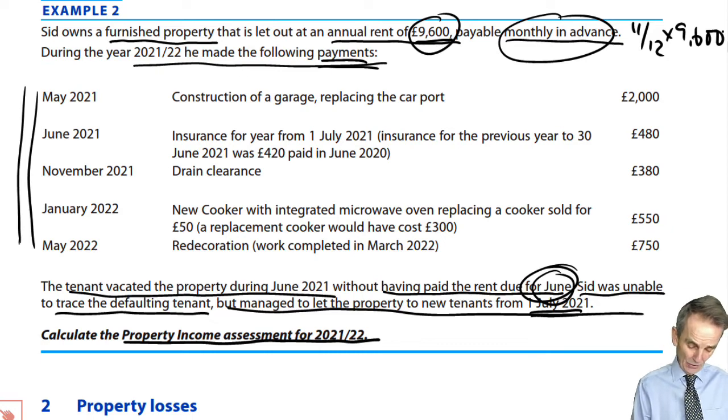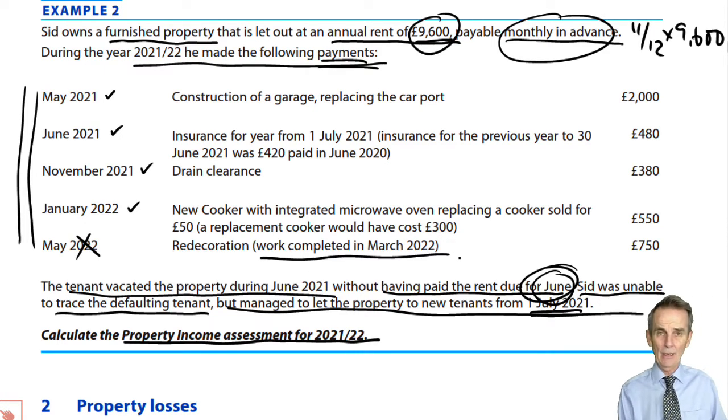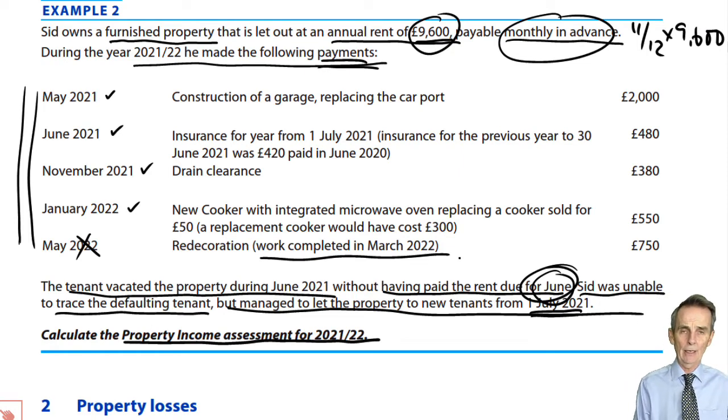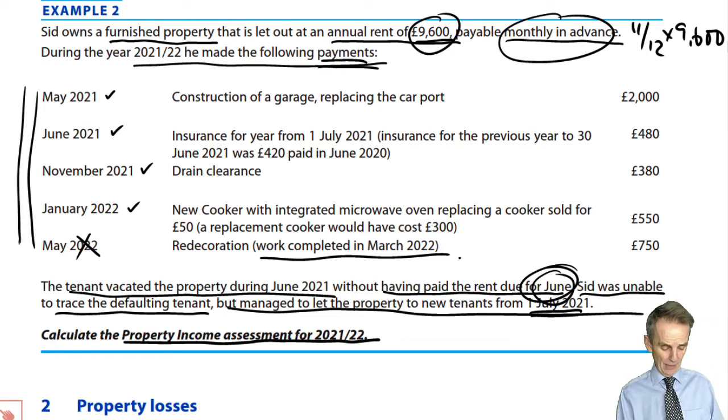We then want the expenses paid for during our tax year. So we check out the dates. May 21, June 21, November 21, January 22, all in our 21-22 tax year, but not May 22. It doesn't matter when that work was completed. That would only be an issue, as we saw earlier, when dealing with the accruals basis, and that's not the issue here. So we've got those four items.